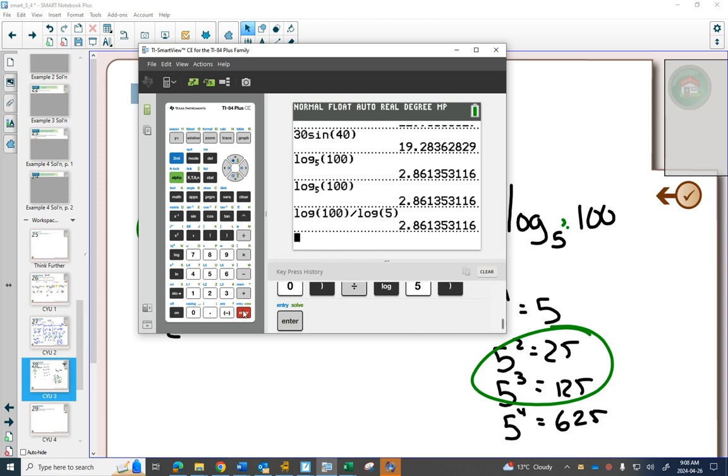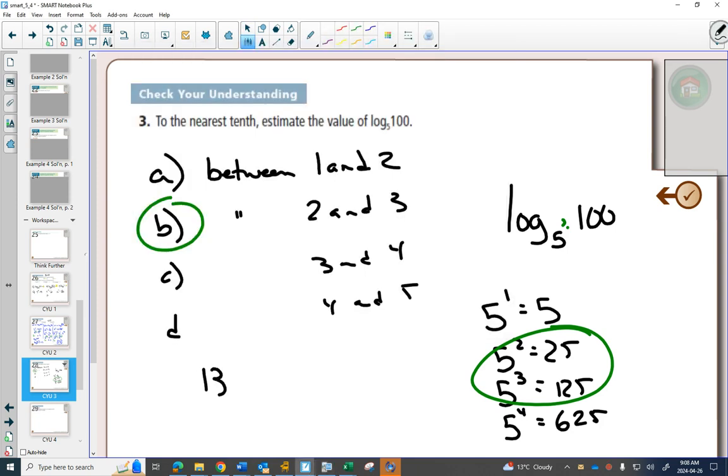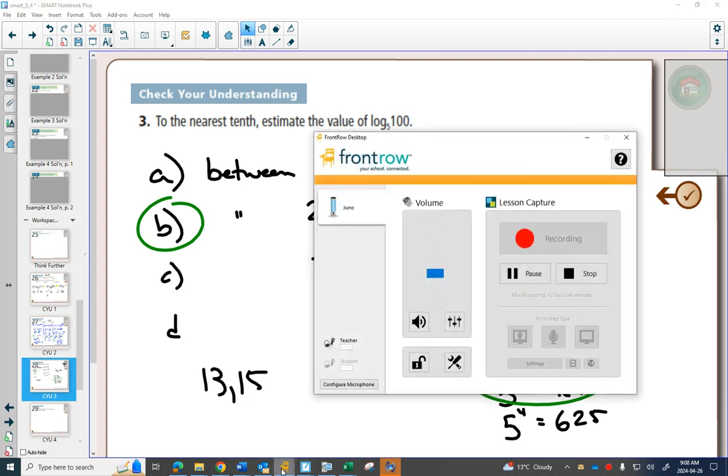All right, circle questions 13 and 15. And I know you guys have been waiting for this. We're going to graph again.